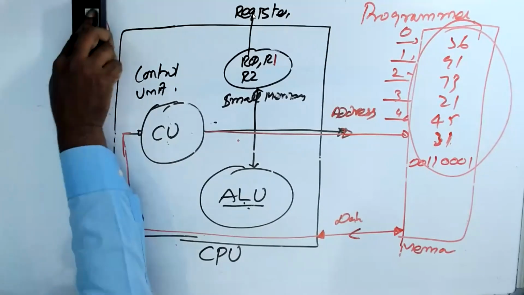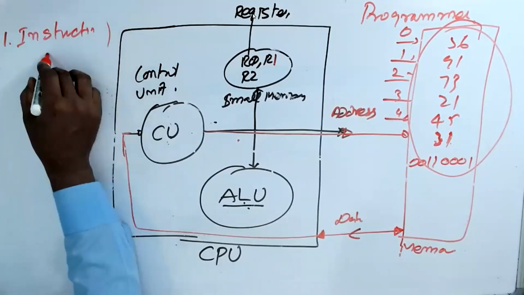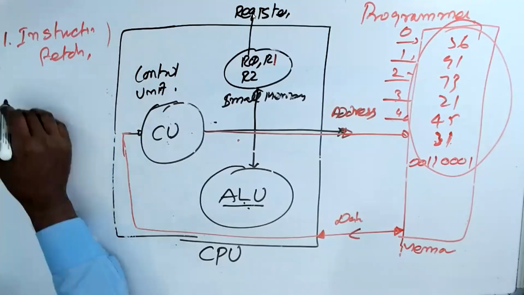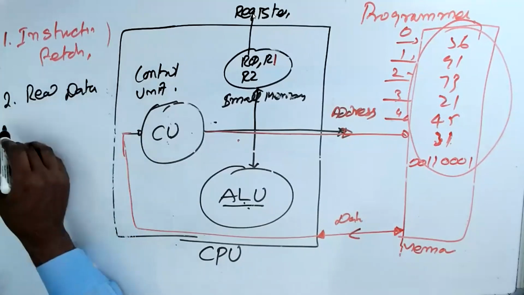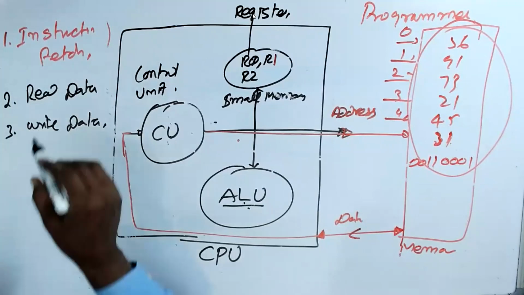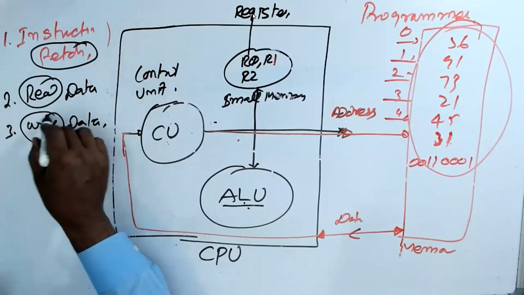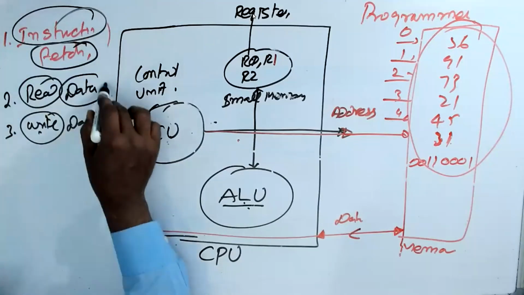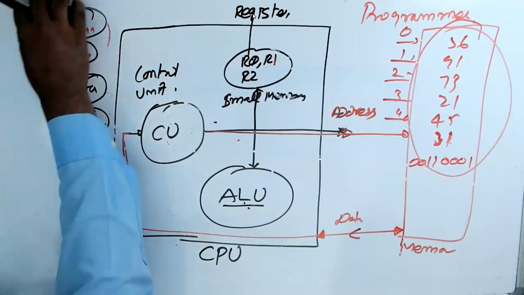So the first most important one is instruction fetch. What is the second one? That is very tricky. The second one is read data. The third one is write data. You may get confused: why do I use the word fetch here, read here, and write here? And what is instruction, and what is data? Now let me tell you the difference between these two, which you have to understand very clearly.